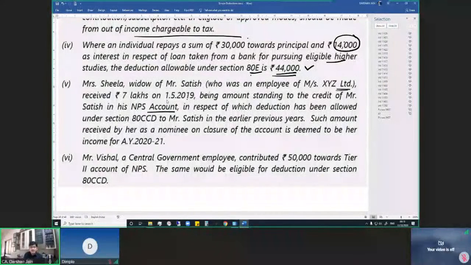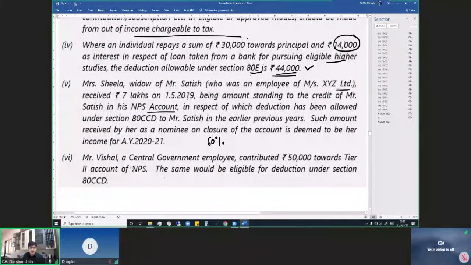In case Mr. Satish was alive and he had withdrawn it, it would be subjected to section 10(12A). We saw yesterday that up to 60% would be exempted and the rest of it would become taxable. However, in the case of the legal heir, the condition was very clear that the legal heir, on closure, receiving any proceeds would not be taxable at all. Such amount received by her as nominee on closure of the account would not be deemed as her income.